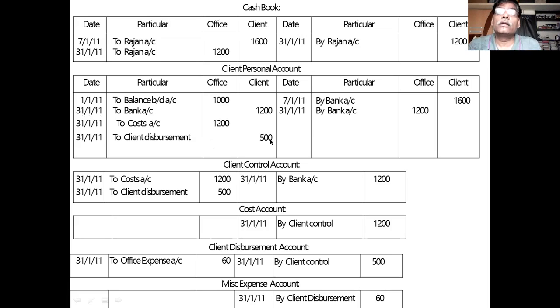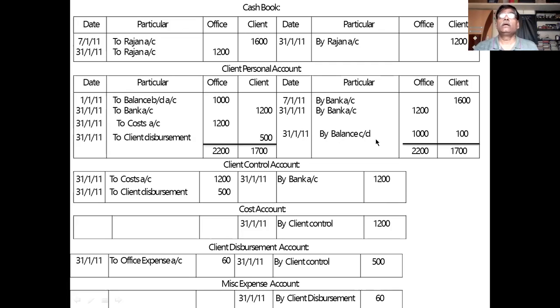It is related. 500 is related to the client column. So in this way you record and close the account. Only close the client account. So the total of the client account, office column is 2200, client column is 1700, balance is office 1000, client 100. So you write it as by balance carried down. In this way you complete the account.